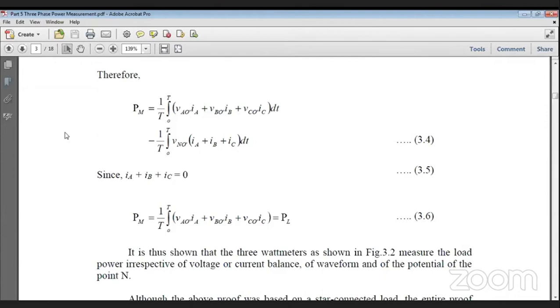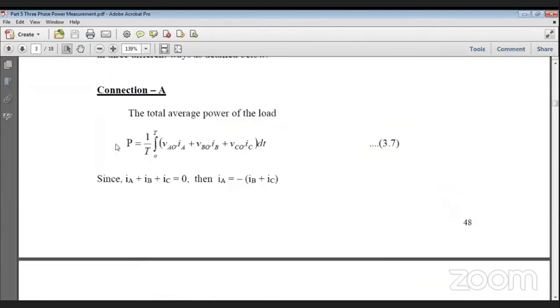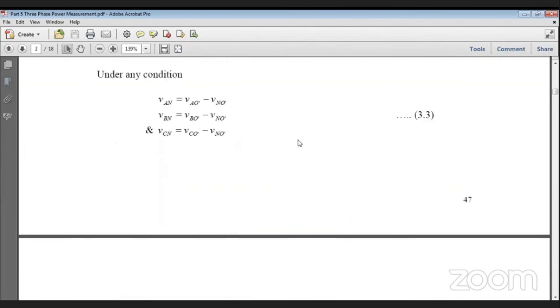Well, now that is fine. Now I am moving one step forward. Sir, for an unbalanced connection, will IA plus IB plus IC be 0? And for delta, that will be valid because the third wire is not there, right?